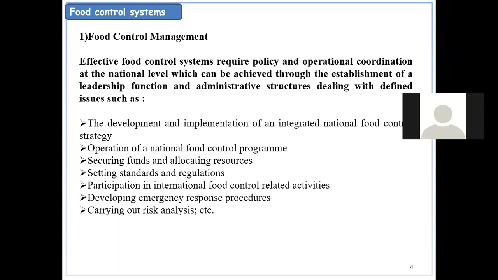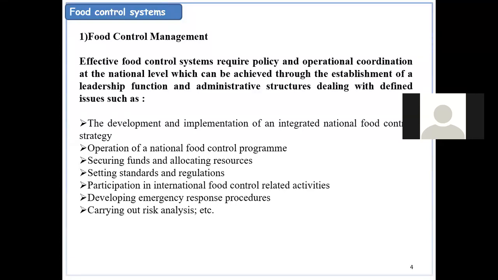Because as we mentioned before, and as I asked you in the assignment, now we don't have this food control system in Lebanon. So till now we have a multidisciplinary approach, and every single ministry is dealing with the food control inspection. But later on, when we'll be having this food control system, everything should be centralized in one system, and they will assign tasks for the different departments.